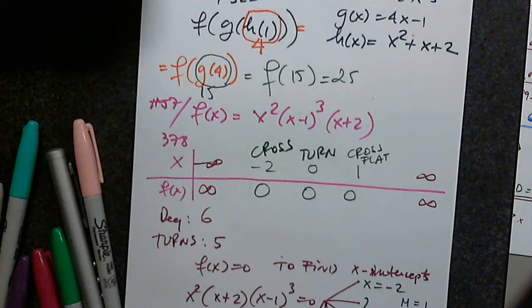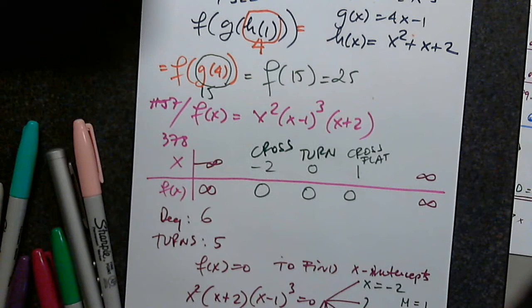Positive infinity. It crosses at negative 2, 0. But obviously it has to turn. How do I know? Because it has to come back to the origin and turn. Right? So it has to turn again, because now it crosses at 1, 0 and goes to infinity.